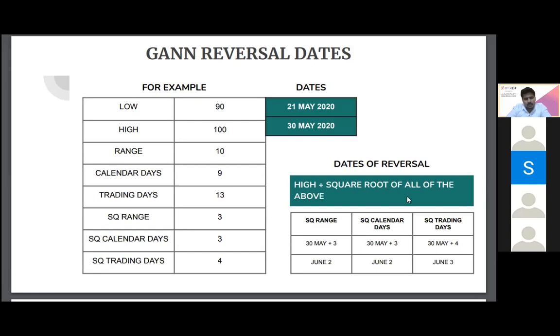Now, by applying this formula, we need to add the square roots of range, calendar days, and trading days with the date of high. Say high occurred on 30th May. Square root of range is 3. So as per Gann, the next date of reversal might be high, which is 30th May, plus 3, which is June 2nd. As per calendar days, it is also June 2nd. And as per the square root of trading days, it might be June 3rd.